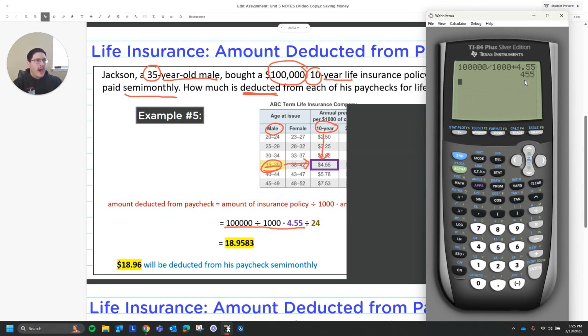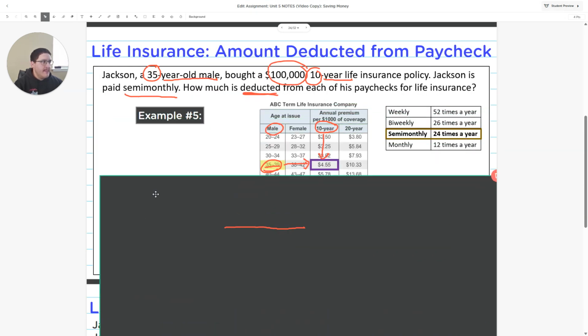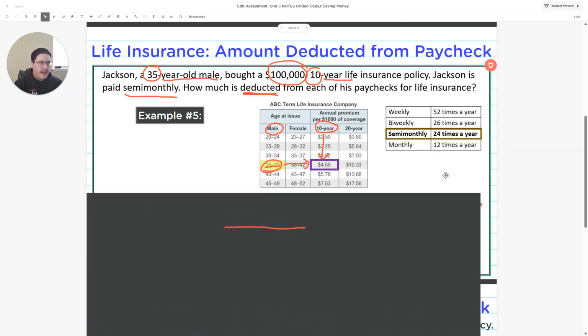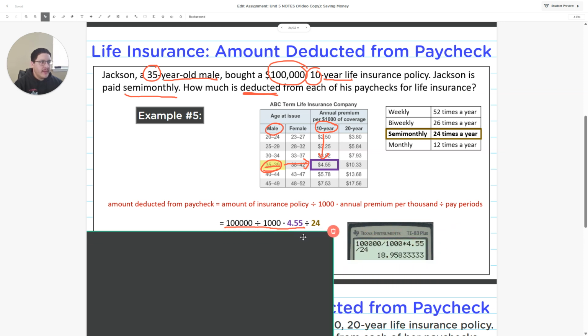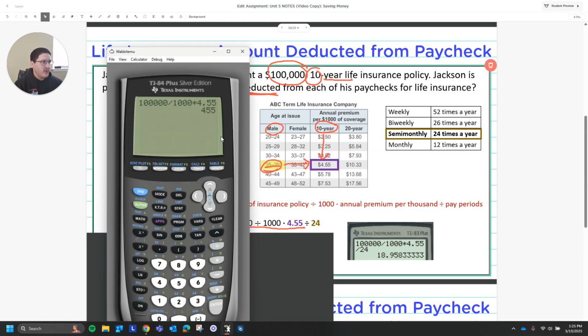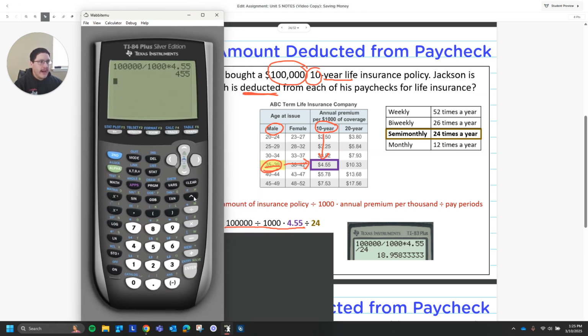Now, we want to know how much will get deducted from his paycheck. This is where the next part comes in. Semi-monthly. What does semi-monthly mean? It means that he gets paid 24 times a year. So what's the next step after this? To figure out what he gets paid per paycheck, we're going to divide by 24. So divide 455 by 24. And each paycheck, he will have $18.96, if we round it to 2 decimal places, deducted from his paycheck.